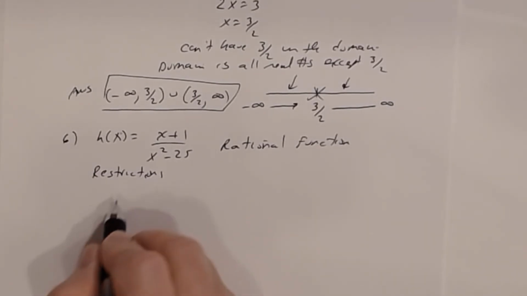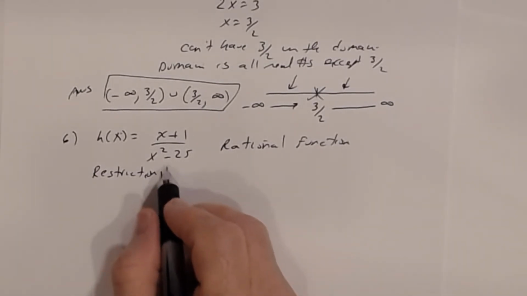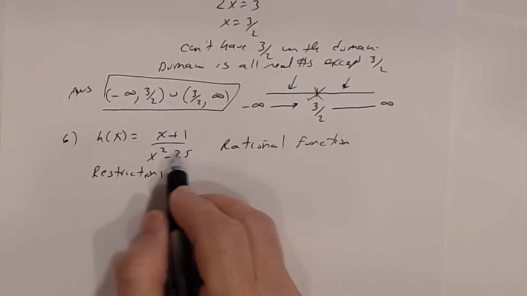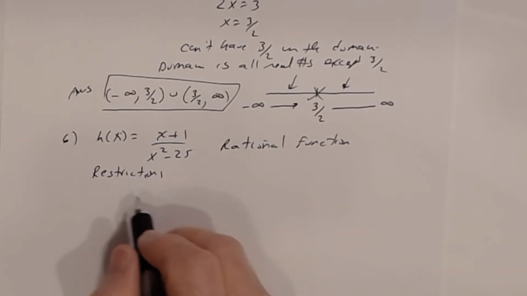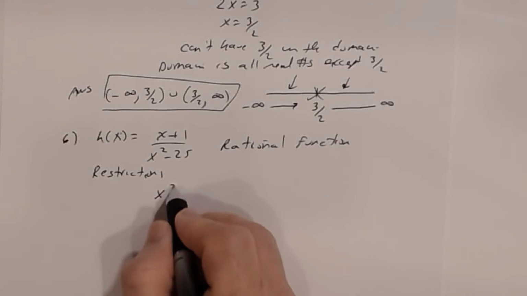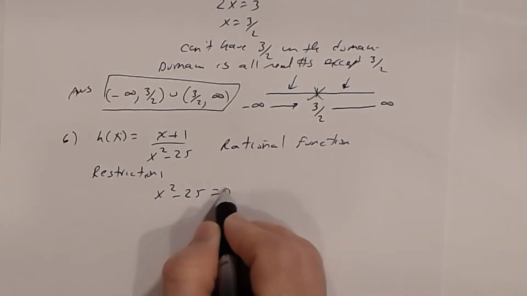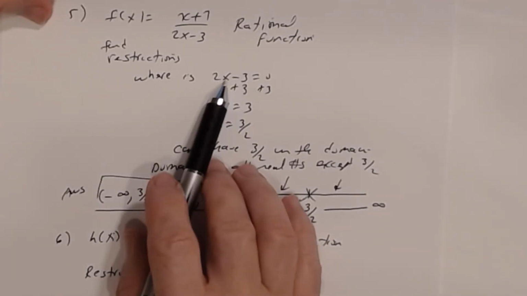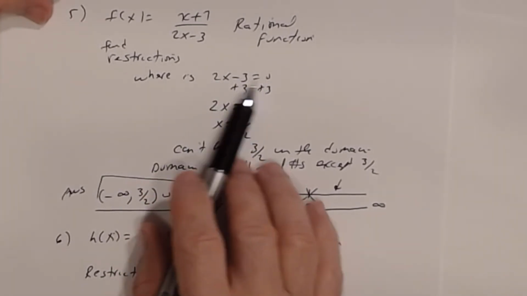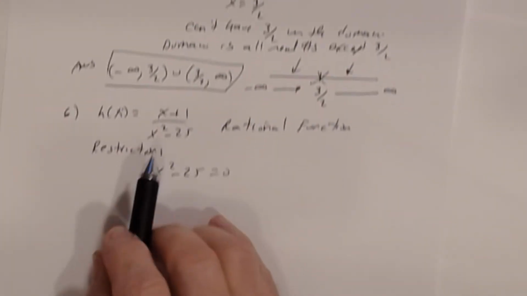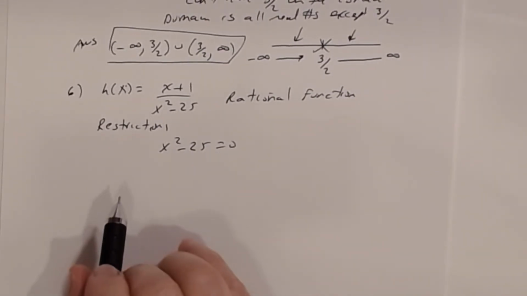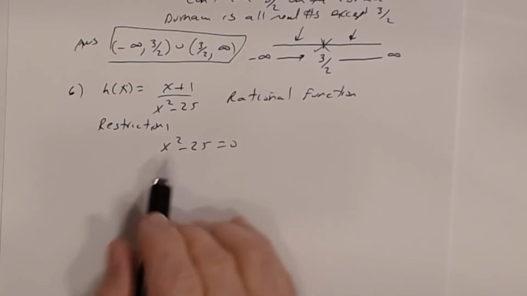To find those restrictions on the domain, I need to look at the denominator. It doesn't matter what the numerator is. It's the denominator that cannot be 0. So I take that denominator and I set it equal to 0. Now notice that in the previous problem, when I set the denominator equal to 0, this was a linear equation. Here, when I set the denominator equal to 0, this is a quadratic equation. And I can solve this by factoring.